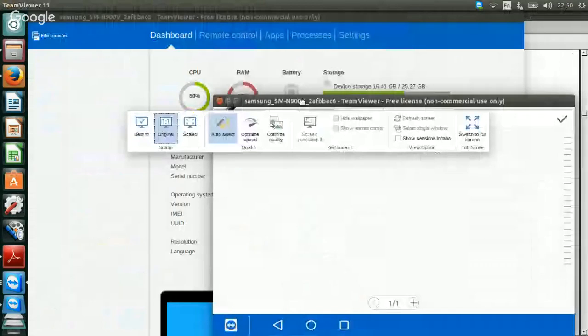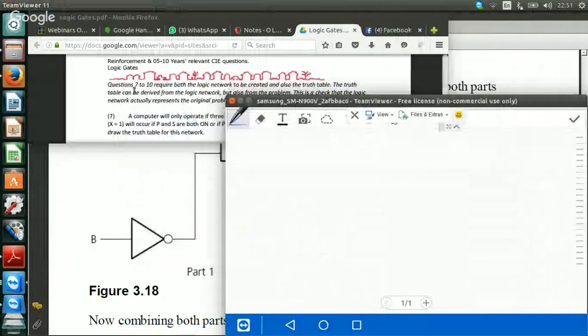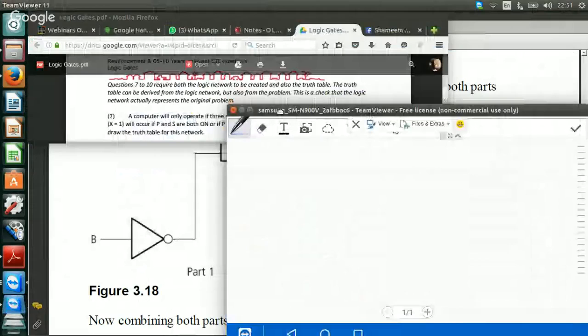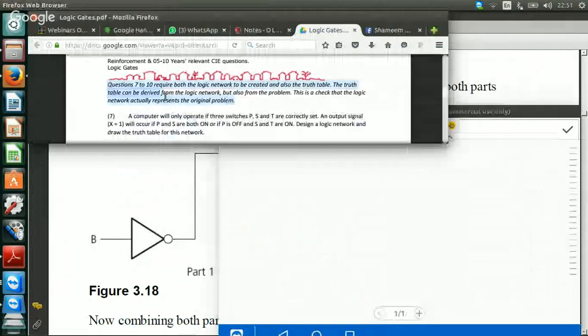So let's start. Sorry for the interruption and the time that we have taken. Hopefully, it's going to help us out. So this is question number 7. I hope it's pretty readable. If it's not, you can get the notes and you can read it from there. Question number 7. A computer will only operate if 3 switches P, S, and T are correctly set. So what is the criteria? The output signal X equal to 1 will occur.